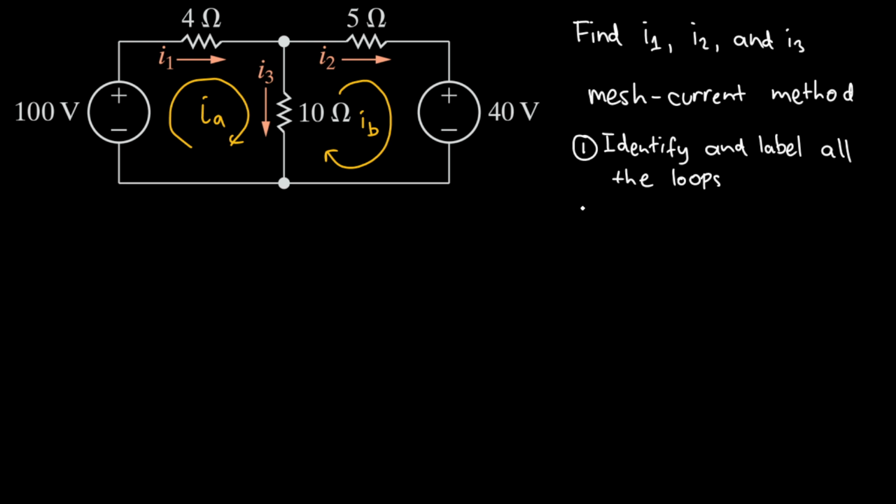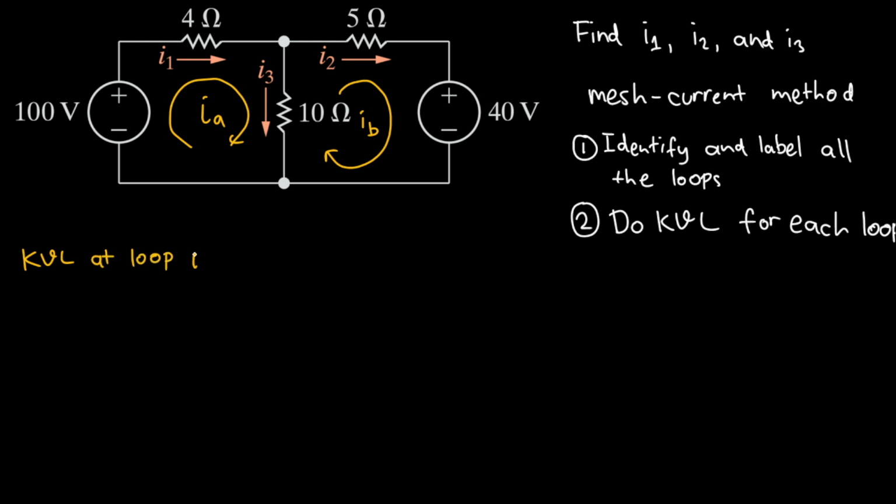And then the second step that we need to do is we need to do KVL, the Kirchhoff voltage law, for each loop. Okay, how to do that? Let's do that. The first one will be KVL at loop IA. What is KVL? KVL says that the sum of the voltages in a loop will equal 0.